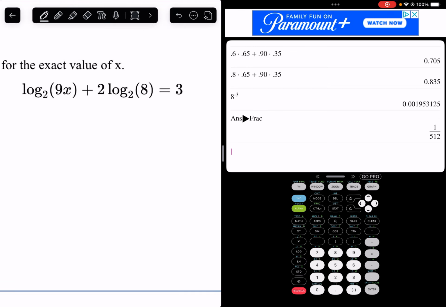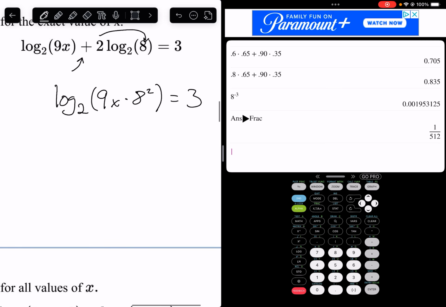All right, now here we have 2 logs on the same side. What we're going to try and do is condense it so that we only have 1 log on that side. If we look here, we know that a plus sign tells us to bring the logs together and multiply what's on the inside. So we're going to do log base 2 of 9x times, and then remember this 2 needs to come up here, so we get 8 squared.